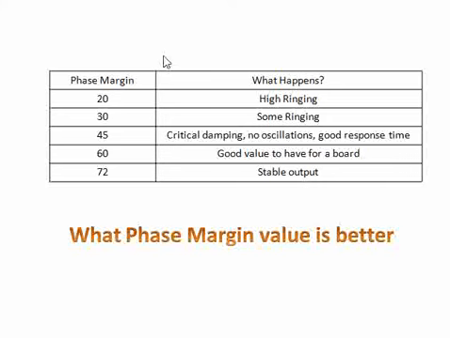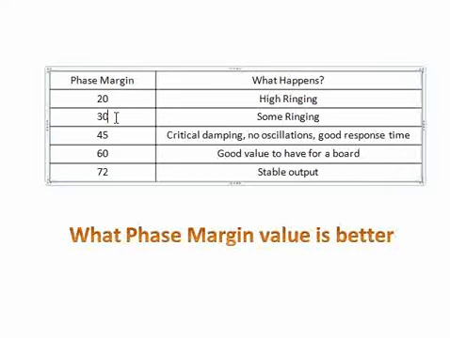If you see here, there are different phase margin values: 20, 30, 45, 60, 72. If you have a phase margin of 20, that means you have very high ringing on the output. So you have that overshoot, undershoot, and then ringing happens. If you have a phase margin of 30, ringing is somewhat under control, but you still have ringing at the output.